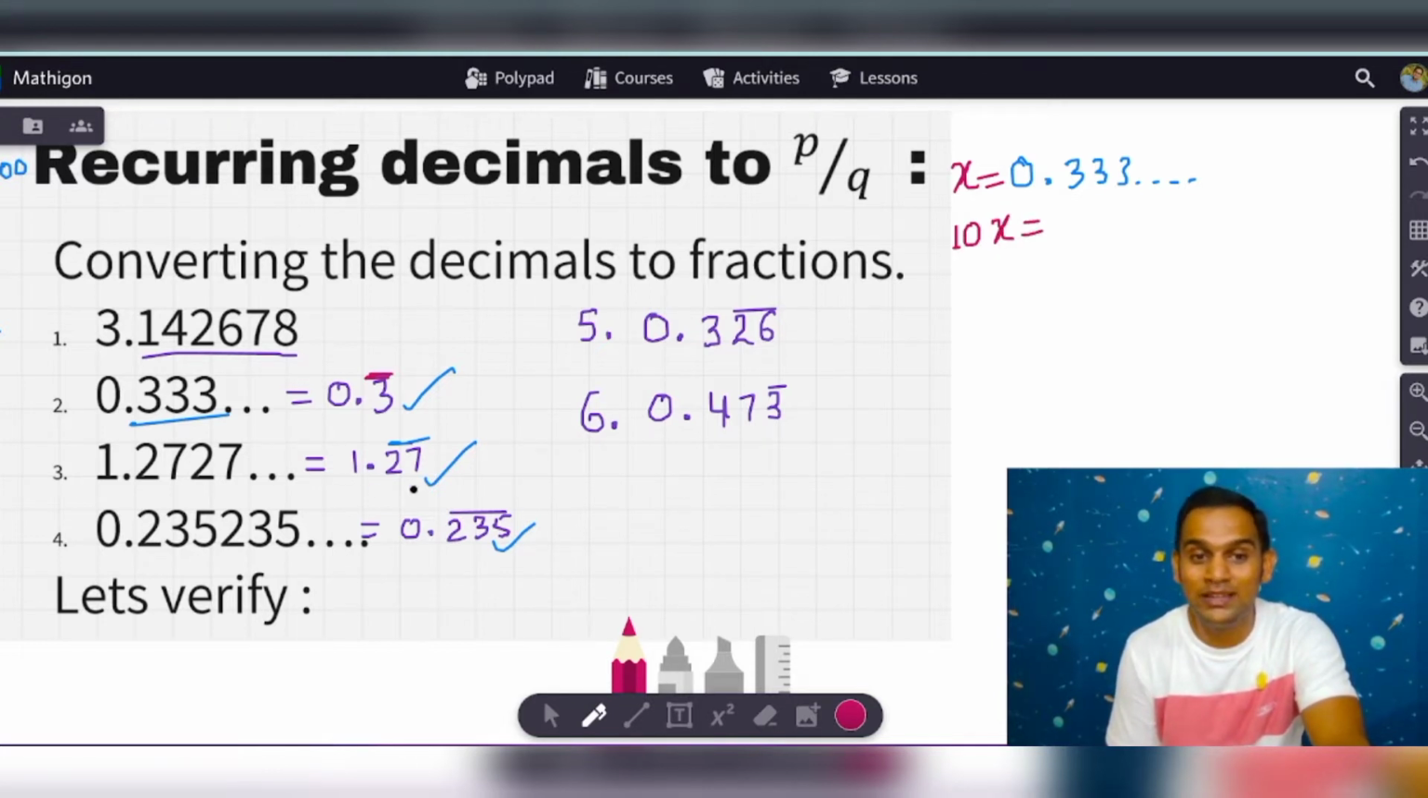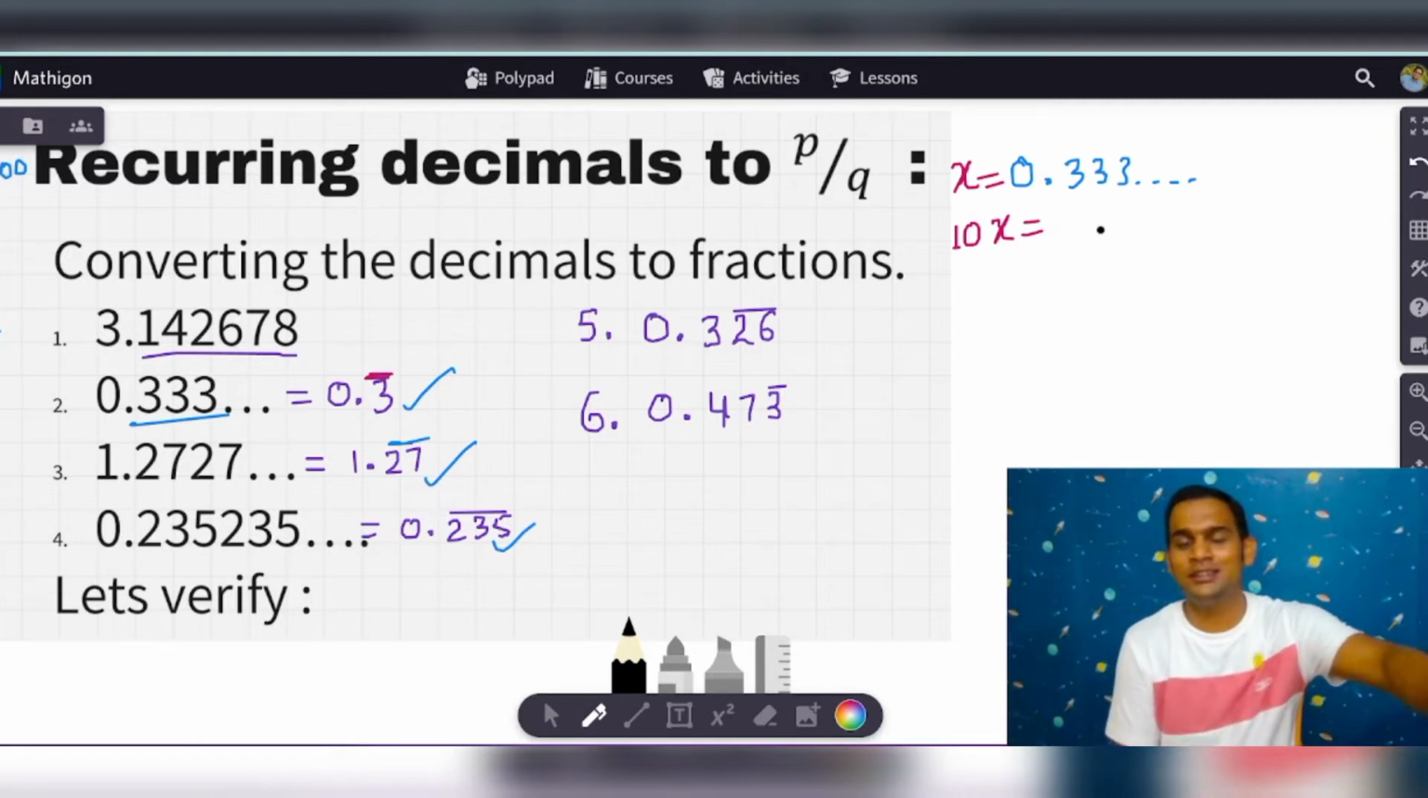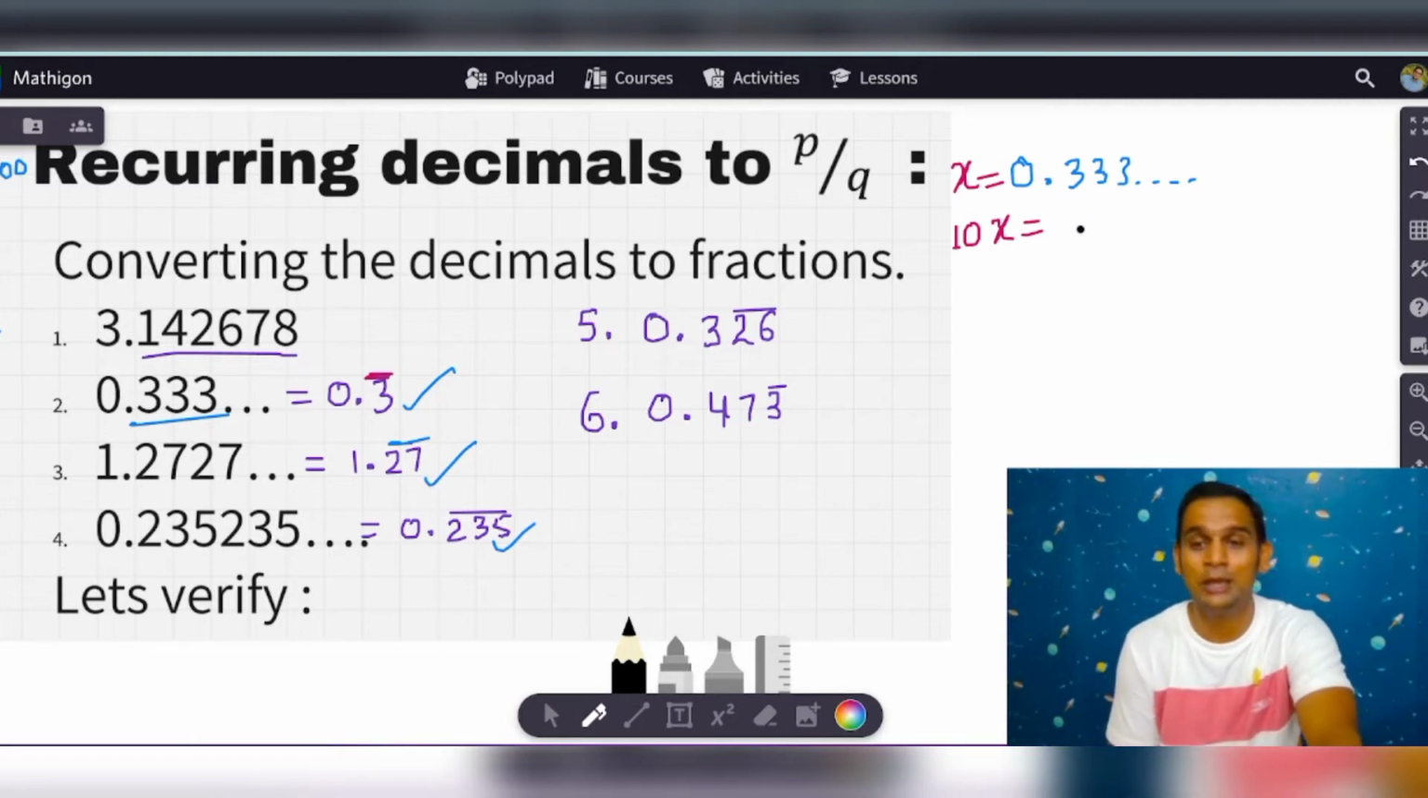If it was 2 places which are repeating, we multiply by 100x. If it was 3 places which are repeating, we multiply by 1000x. Why do we do that? I'll let you know in a while. As I told, we'll try to discuss almost all the reasons of why we do things in mathematics. So 10x gives us 3.333, and this keeps on repeating. Now what is the next step? We subtract 10x minus x.